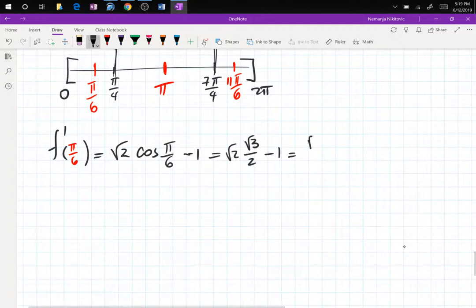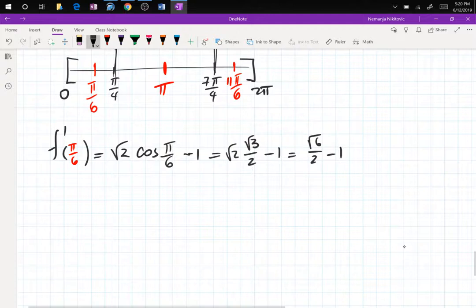Minus 1, so this is root 6 over 2 minus 1. Do we need the number for this? The exact number down to 15th decimal? No. All I need to know is if this is positive or negative. And if you can make that argument without calculating, awesome. If you have to use the calculator to figure out what the value is, well, you still have the number. You wasted more time, but you still have the value.